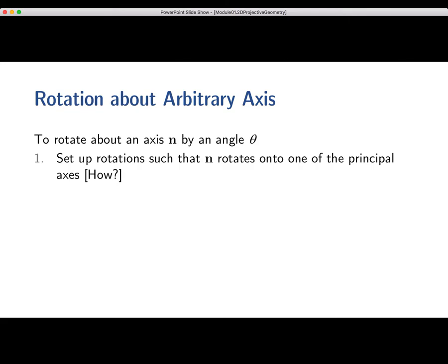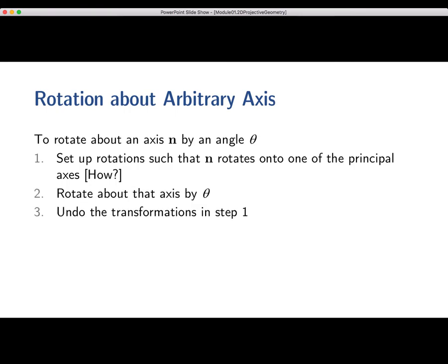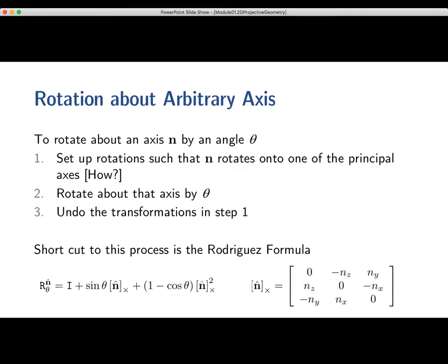But that's okay. It doesn't really hurt me, because all I want is to rotate onto the x-axis, regardless of which orientation the y and z axes are in. But I'll save this rotation with me, do the rotation about the x-axis by theta, and then just take the transpose of that rotation and undo it. Okay. So then I'll rotate about that axis by theta, and I'll undo the transformation in step 1.